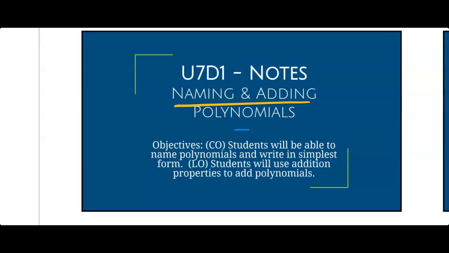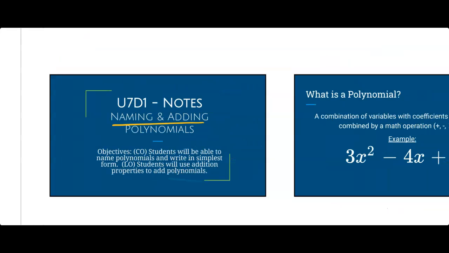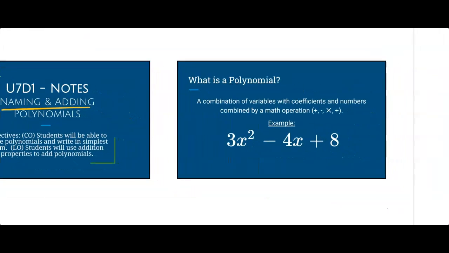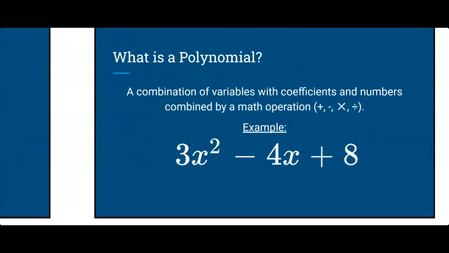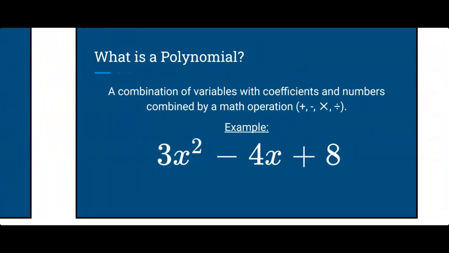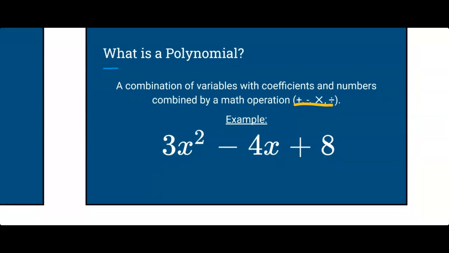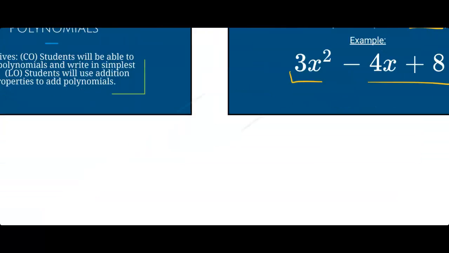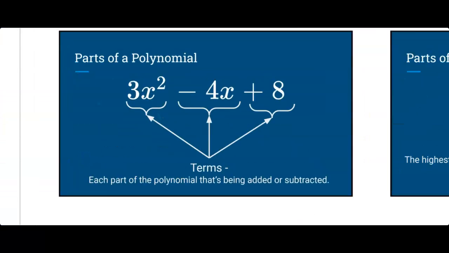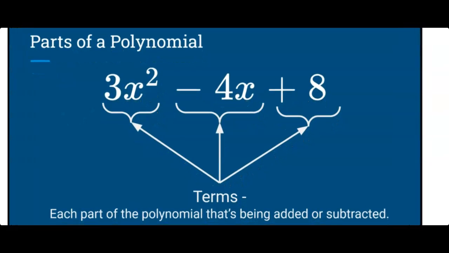So the first thing we talked about in class is what a polynomial is. A polynomial is a combination of variables, and we're going to use adding, subtracting, multiplying, and dividing to create our polynomials. And we've been seeing these all along. So this is just your general polynomial. Getting into the parts, the most important parts are the terms.